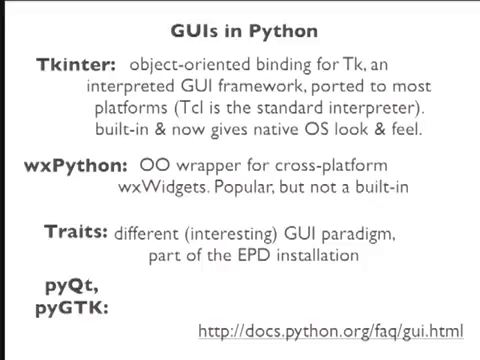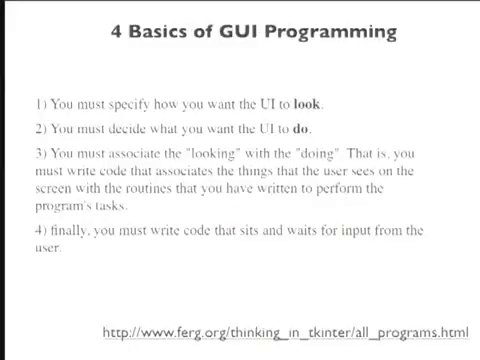All of those paradigms have sort of four basics surrounding them when we're thinking about how to do good GUI programming. How many people have done GUI programming before? Oh, okay. That's more than I thought. That's good. So I'm preaching to the choir. You know that you have to specify how the user interface is going to look. You have to specify what that user interface is going to do. And you have to connect sort of the looking and the doing. And then finally, you have to sit around and you have to wait for things to happen.